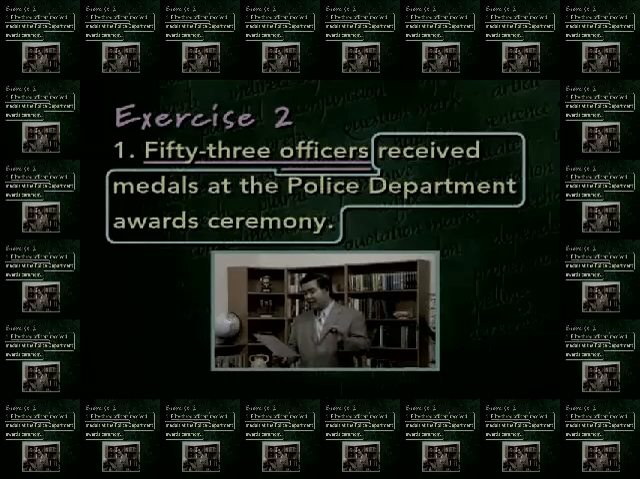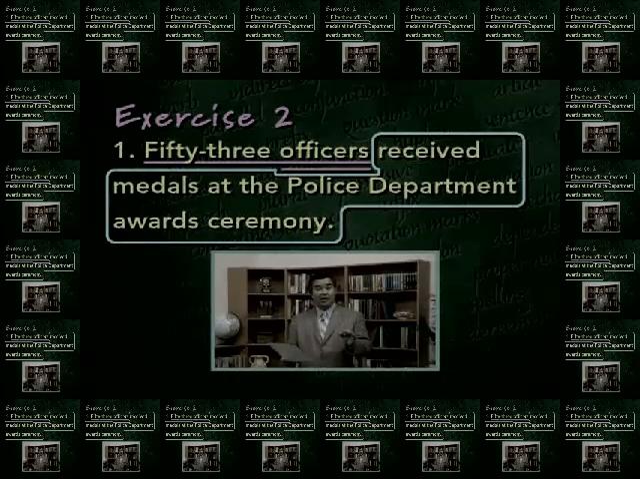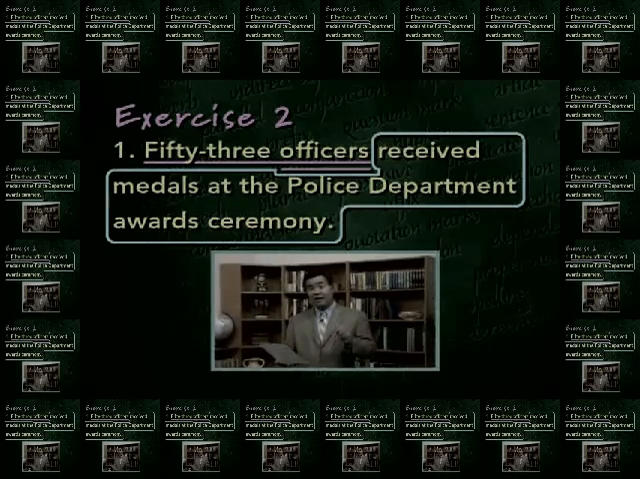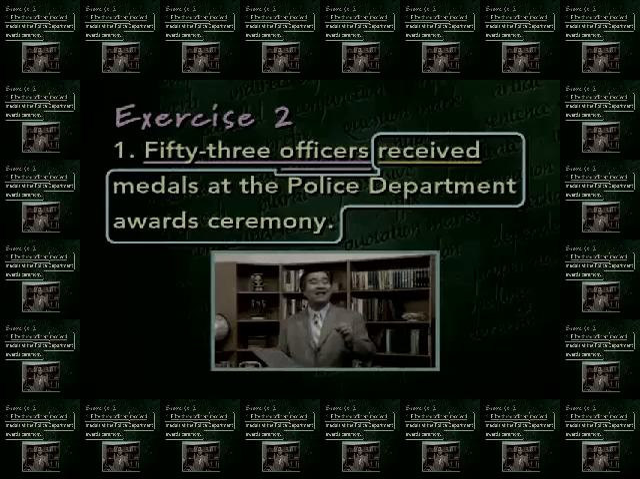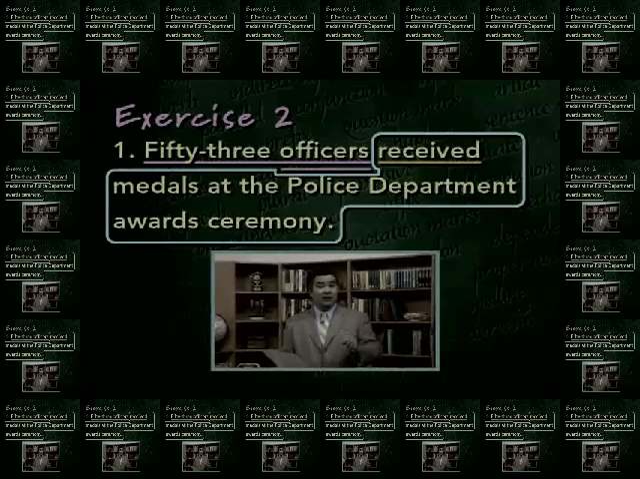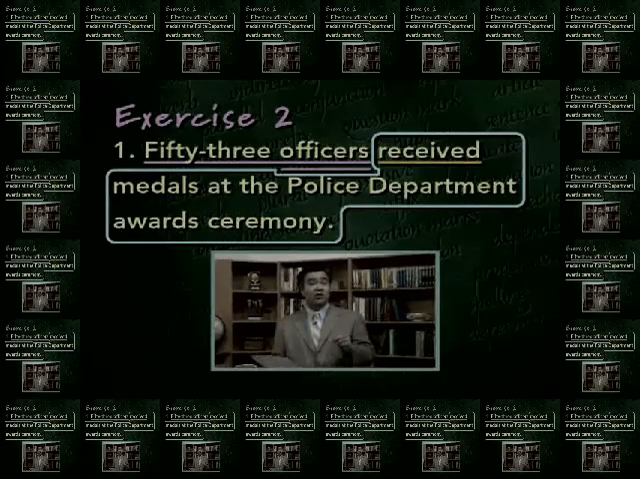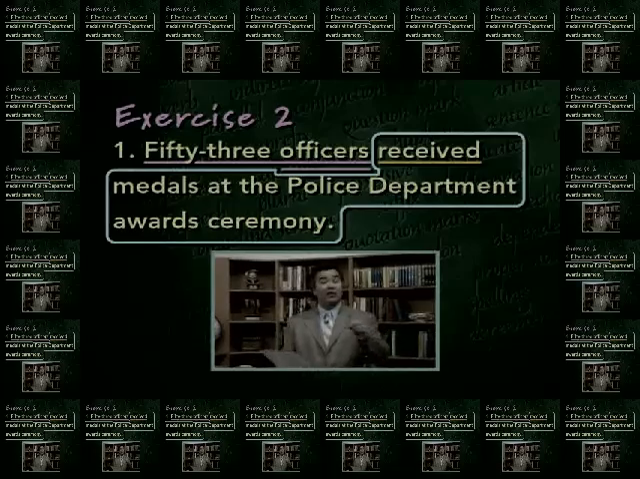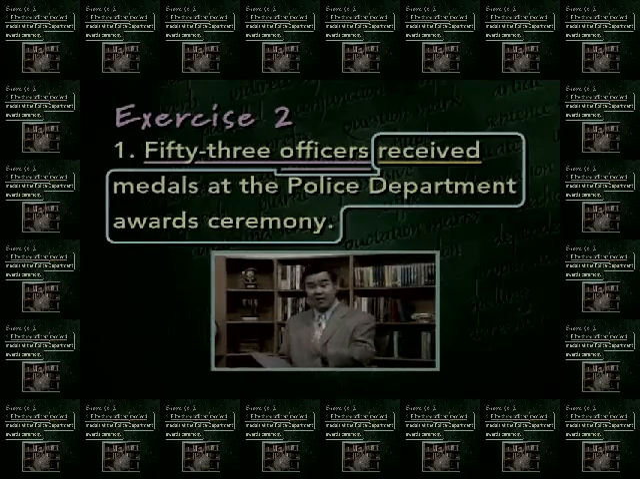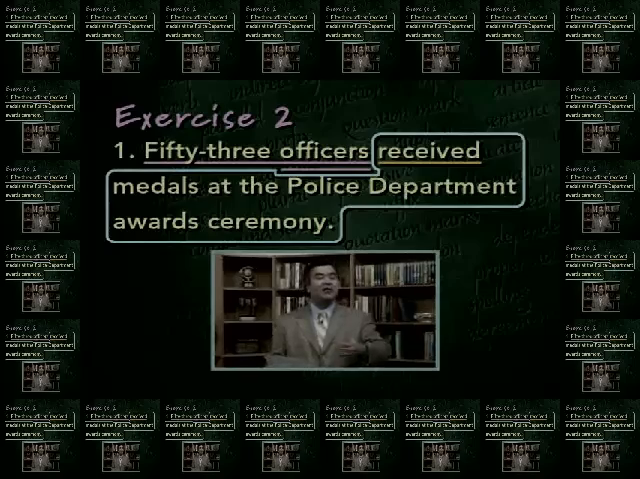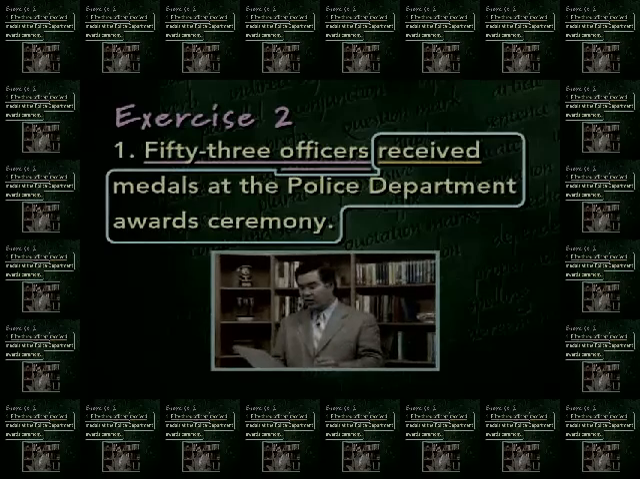Were you able to identify the single most important word, namely the verb? That's the word that expresses the action that the officers did. The answer to that is received. Received is the verb in this sentence. It tells us what the officers did. They received something. All the rest of the predicate gives us more information about what the officers did.